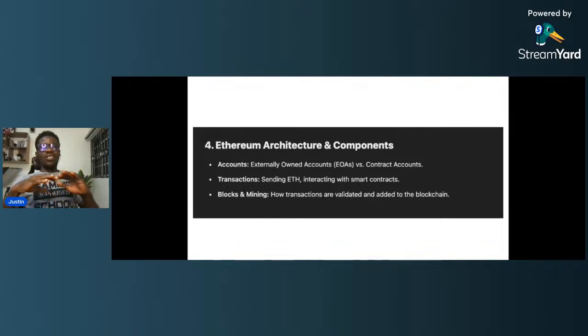So they have an open window to have those transactions added to a block, and they validate it and add it to the blockchain.